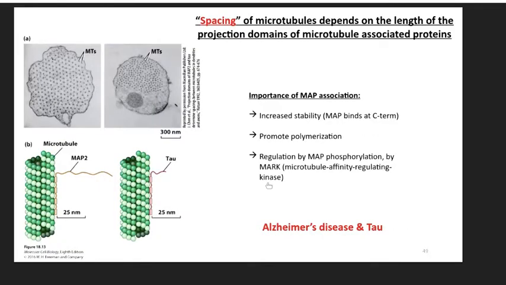So we discussed the MAP proteins, or microtubule associated proteins. They bind at the C terminus or towards the plus end, and they also help in stabilization or promote polymerization. They are regulated by MAP phosphorylation by MARK, which is microtubule affinity regulating kinase. It can cause Alzheimer's disease and tau. We discussed that in an earlier lecture.